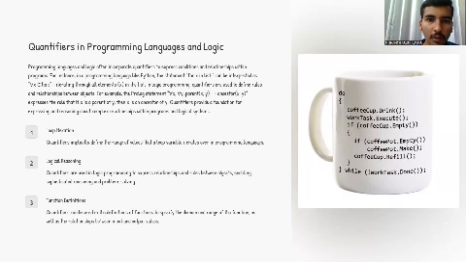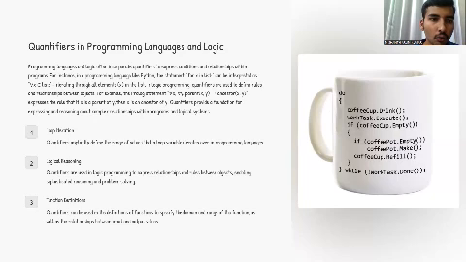In logic programming, quantifiers are used to define rules and relations between objects. For example, the Prolog statement for all x, for all y, parent(x, y) implies ancestor(x, y), expresses the rule that if x is a parent of y, then x is an ancestor of y. Quantifiers provide a foundation for expressing and reasoning about complex relationships within programs and logical systems.